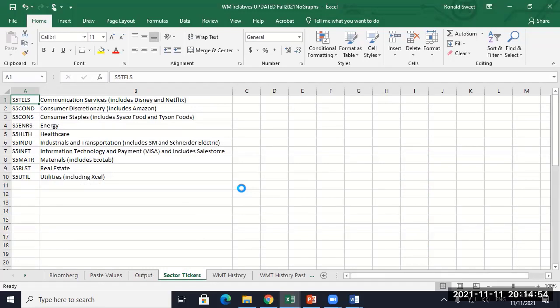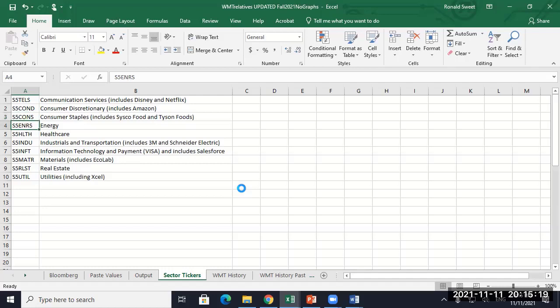If I'm missing a sector, I think I got all of y'all. If you're not sure where it goes, Disney and Netflix go in S5 tells, which seems really strange, doesn't it? Because they're not in telecom, but that's the ticker for communication services. There's consumer discretionary, that includes Amazon. Amazon used to be a tech stock. Staples includes Cisco and Tyson.